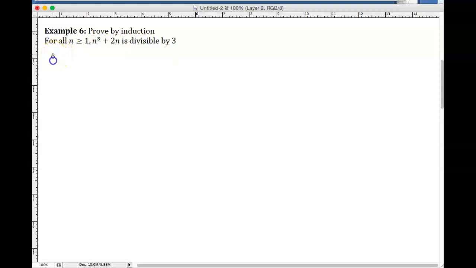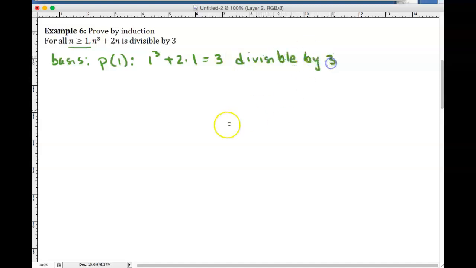So let's write our basis step. We're given that n is bigger than or equal to 1, so we're going to say P1. I plug in n is 1, and I get 1 cubed plus 2 times 1 gives me 3, and that's definitely divisible by 3. Excellent. Now let's look at our inductive step.